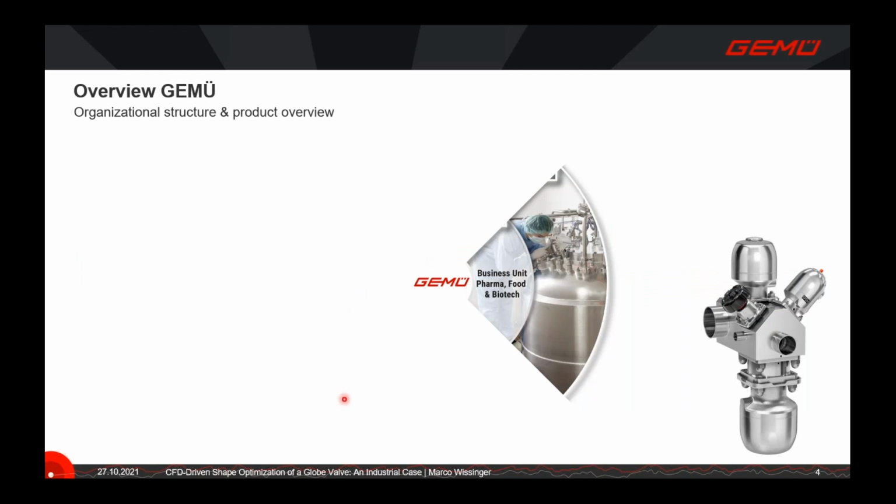To give you a more detailed insight into the organizational structure of Gemu, I prepared the following slide. So in general, Gemu is built up of 3 major business units and a smaller business unit, which is called a business segment. And the first business unit I want to mention is the business unit Pharma Food Biotech. And a representative product of this business unit is the multi-valve port block made of stainless steel, which you can see here on the right side of the slide.